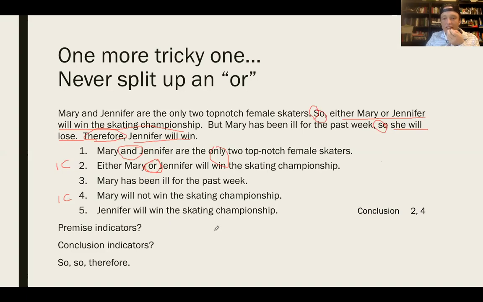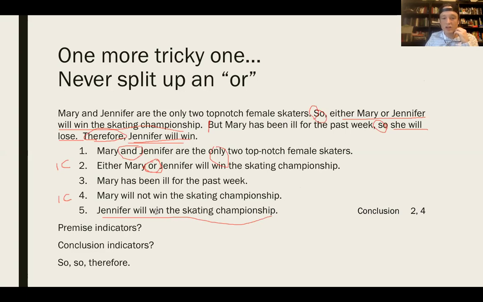Jennifer will win. That's the conclusion. How do we know that that's the conclusion? Well, it seems like that's the point. Why would somebody be telling you all this unless they were trying to tell you who is ultimately going to win, right? They're probably not trying to argue that either Mary or Jennifer will win the skating championship. It doesn't seem like this has anything to do with that, right? It seems like the real point here is that Jennifer is going to win, right?